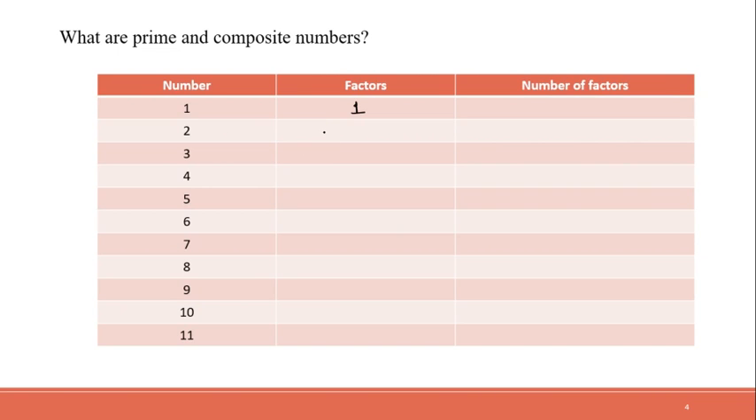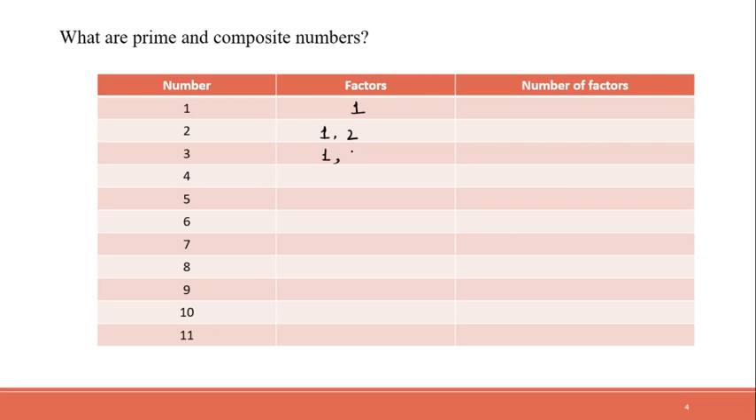What will be the factors of 2? 1 and 2, right? Because we have only two factors of 2. Now what will be the factors of 3? 1. Then will 2 be a factor of 3? No. Why? Because if I divide 3 by 2, I'll get a remainder 1.